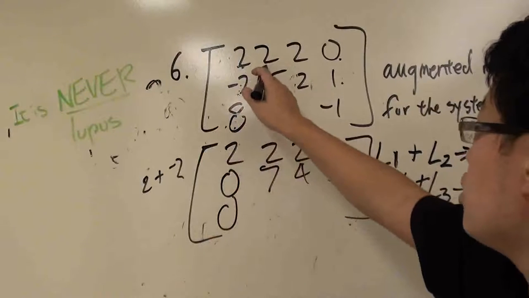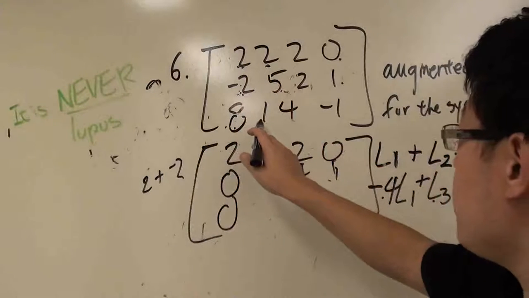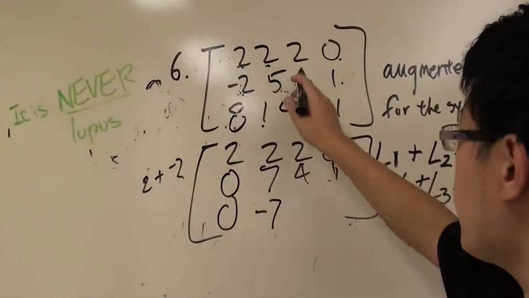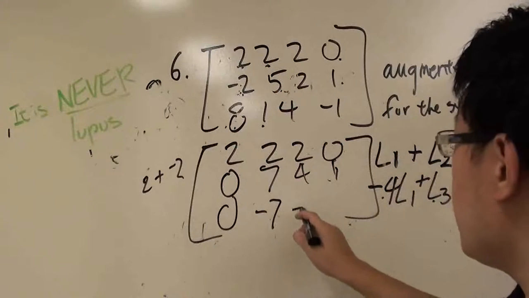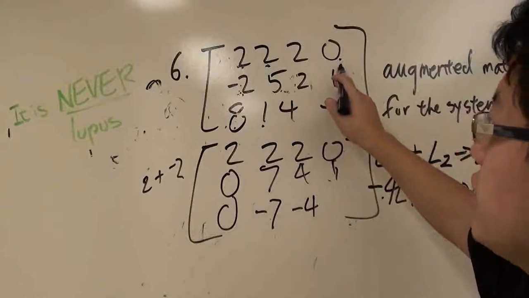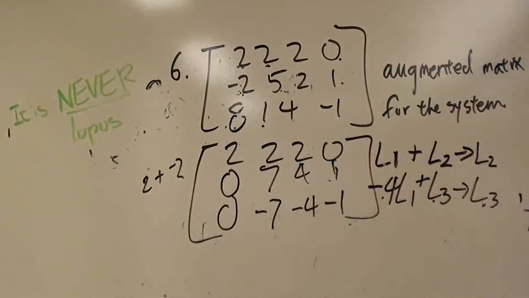So that's going to be 2 times negative 4 is negative 8, and negative 8 plus 1 is negative 7. Again, same thing, negative 8 plus 4 is negative 4. 0 times negative 4 is going to be 0. Anything times 0 is 0, right? Plus negative 1. So that's going to be it. So we should be happy, right? Well, sort of.